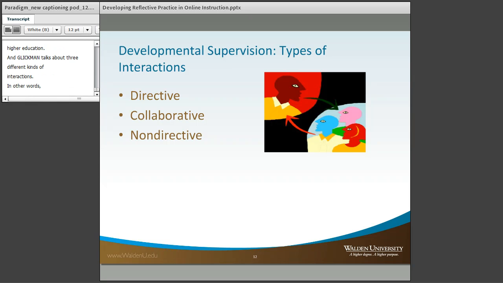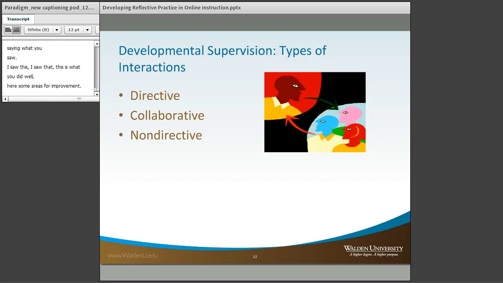if I were to go in one of your classrooms and observe you, when I have a conversation with you afterwards about what I saw, what happened in your classroom, there are really, Glickman says, 3 different ways of approaching it. There is the directive approach. The directive approach basically is saying what you saw. I saw this, I saw that, this is what you did well, here are some areas for improvement.